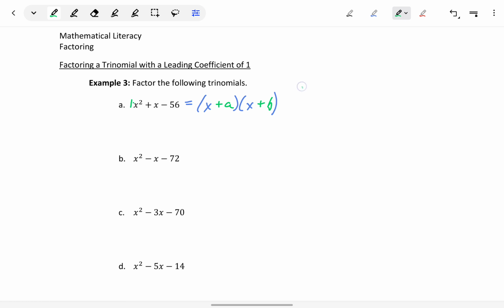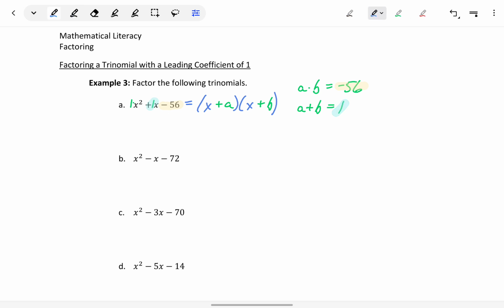And to do that, we'll have to do a little bit of a guessing game. We need to figure out two values, a times b, that multiply together to give us negative 56, which is the last value in the original expression. And we need a plus b in this case to add together to be 1, which is the coefficient of the middle term, or the coefficient of the x term.